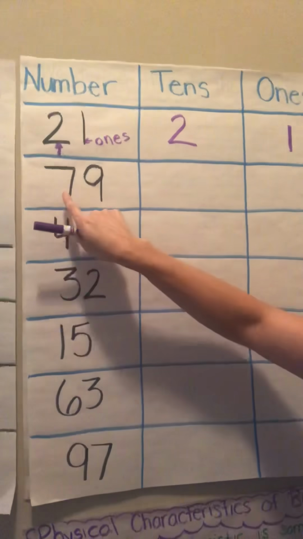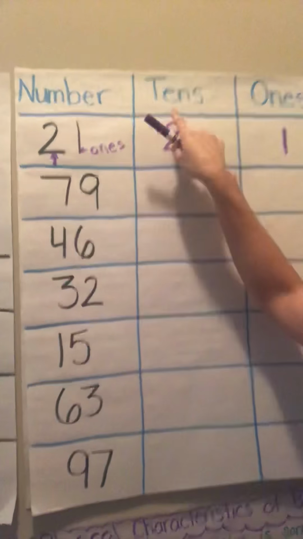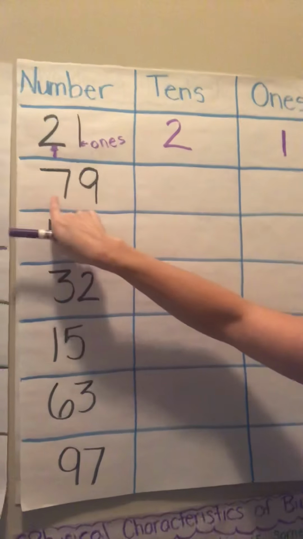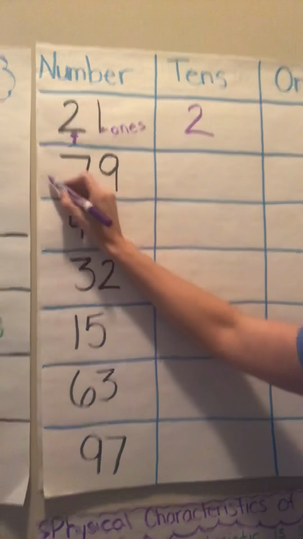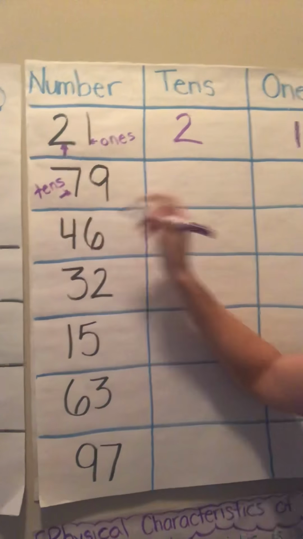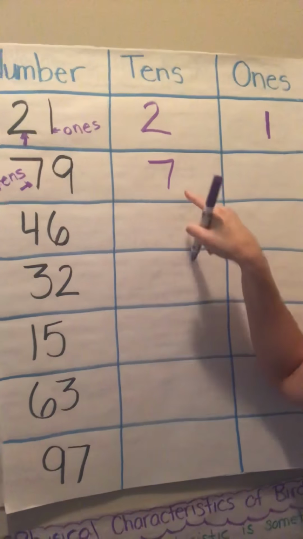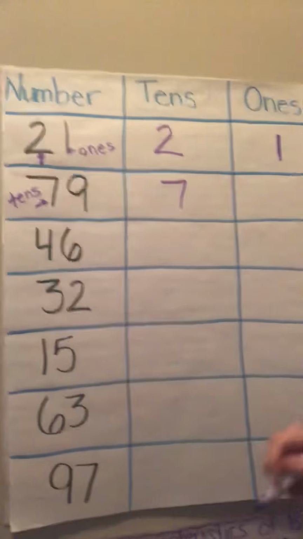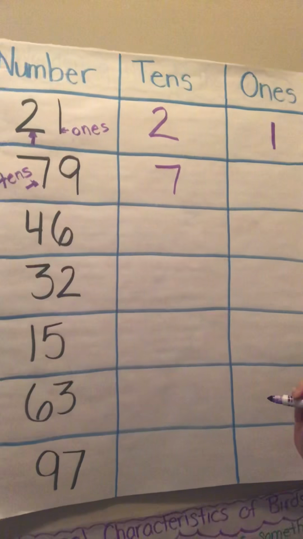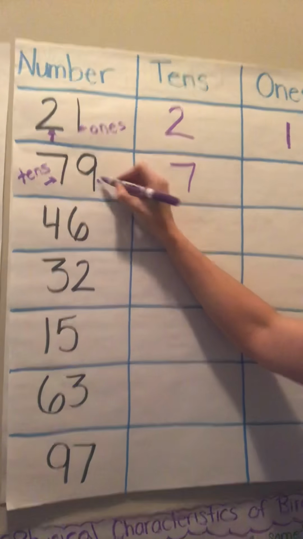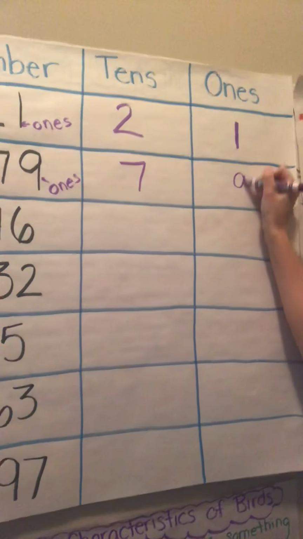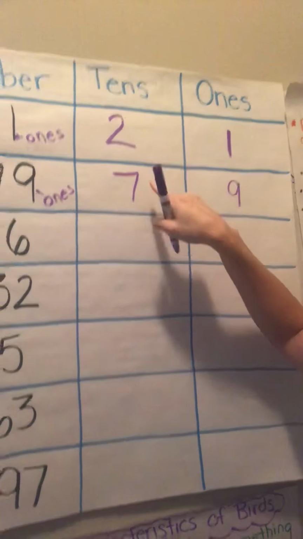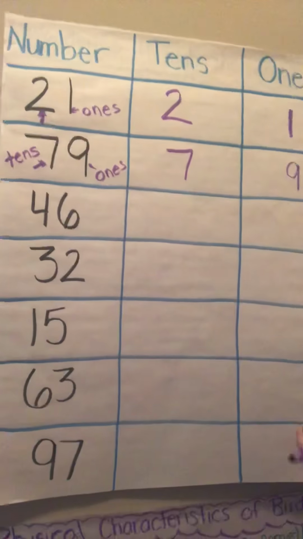All right, next we have the number 79. So first we need to figure out how many tens are in 79. Good. The 7 is in our tens place. So we have 7 tens or 7 groups of 10. And how many ones are left over? Right, we have 9 in our ones place. So 9 ones. So 7 tens or 7 groups of 10 and 9 ones make 79.